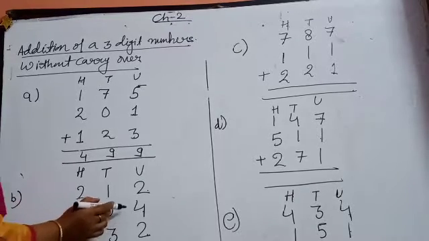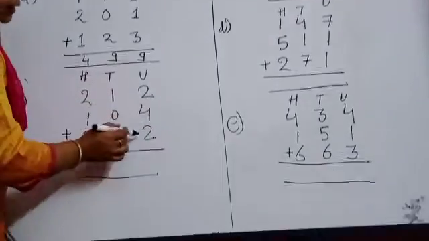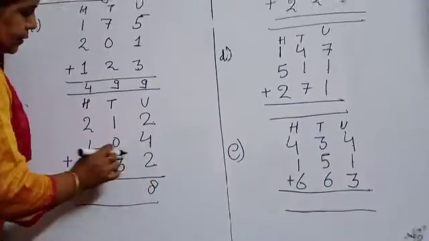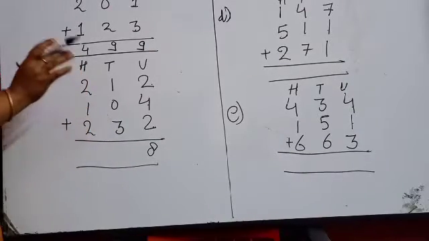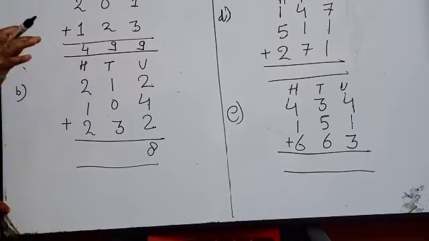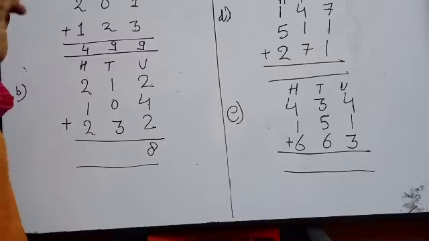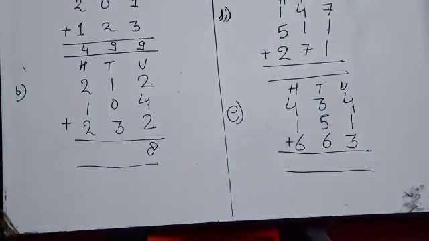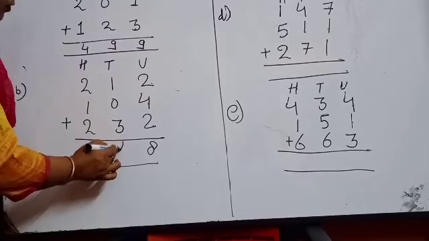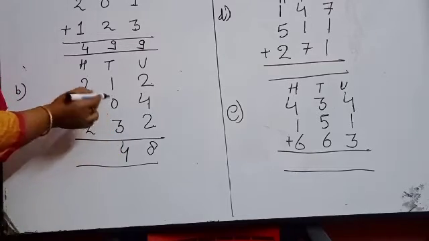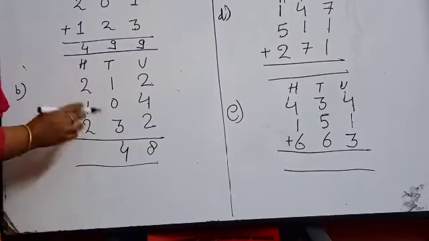See that. 4 plus 2, 6. 6 plus 2, 8. Write 8 here. Now 3 plus 0, 3. If we add 0 to any number, then whatever number is there, that result will come. See that now. 3 plus 1, 4. There is no need to add 0 because it will always remain the same.